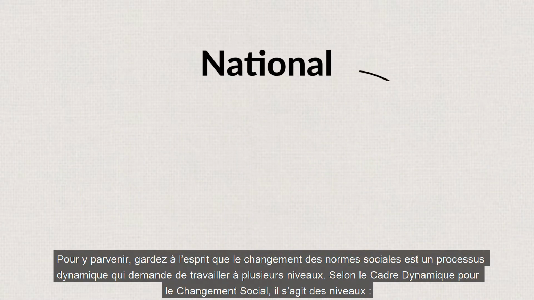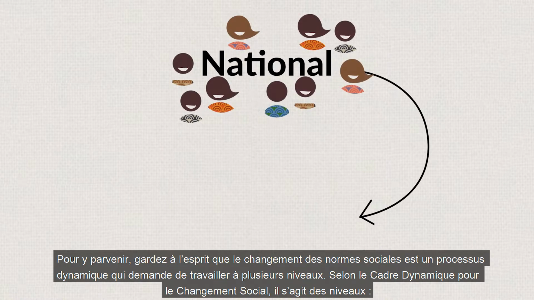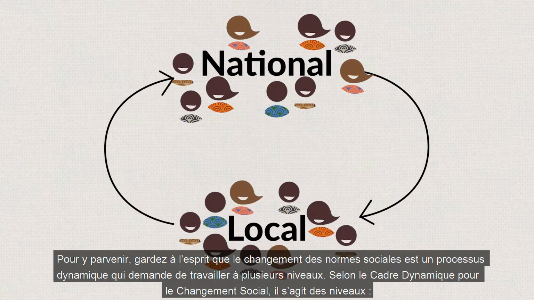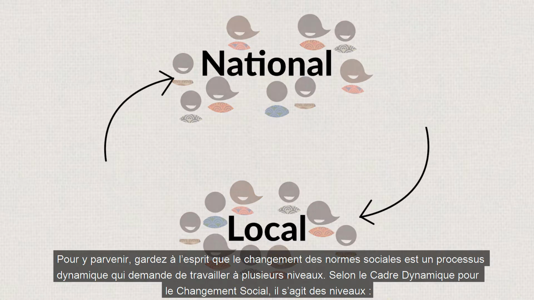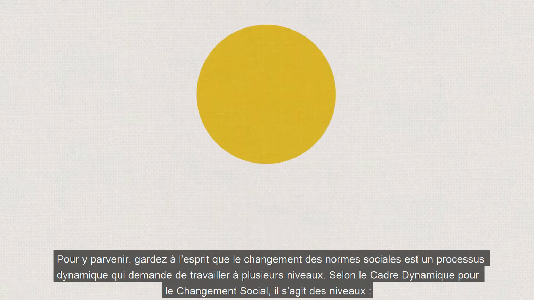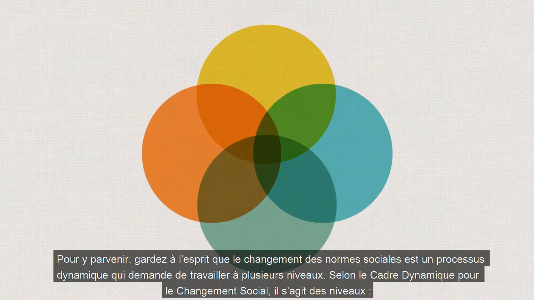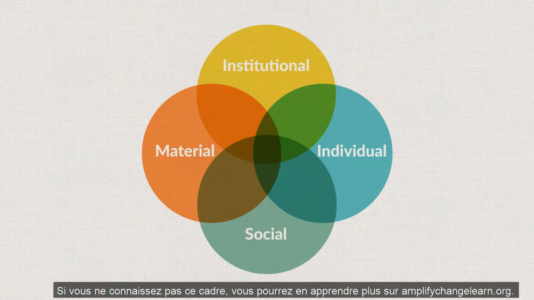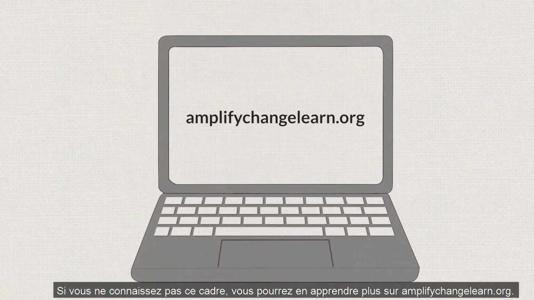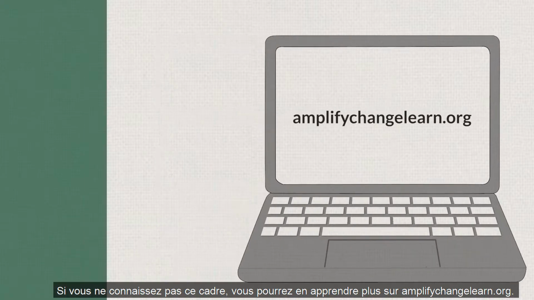For organizations to work on social norms, it is important to understand that social norms change is a dynamic process and requires working at multiple levels. According to the dynamic framework for social change, these levels are institutional, individual, social, material. Please visit amplifychangelearn.org for more detail on the dynamic framework for social change.